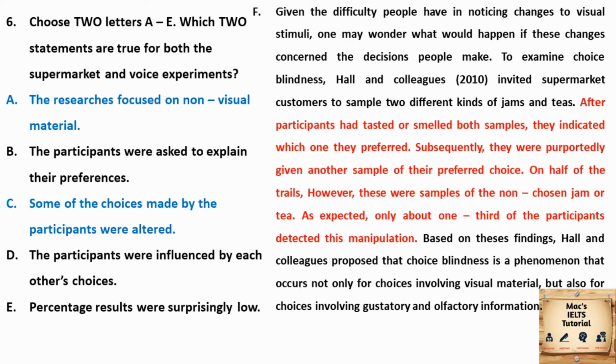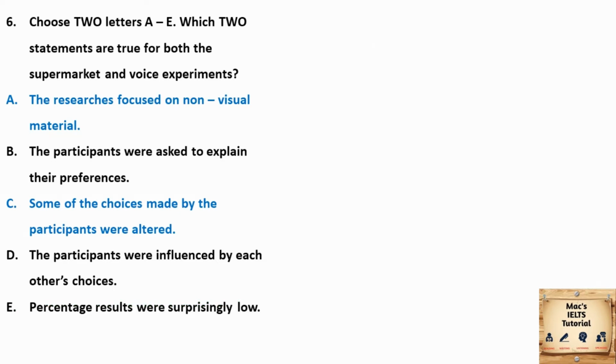Feature D states that the participants were influenced by each other's choices. There is no information matching this feature. Hence, we shall move on to the next feature. The last feature states that percentage results were surprisingly low. Again, there is no evidence from the para to support or match this feature. Only features A and C match with the information given about the supermarket.